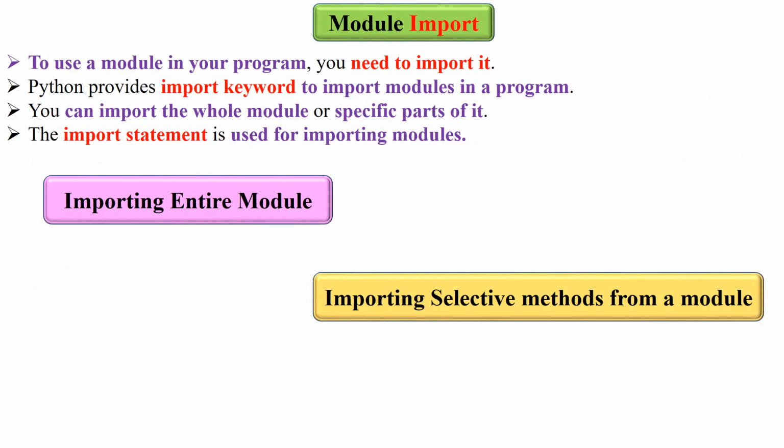To use a module in your program, you need to import it. Python provides the import keyword to import modules in a program. You can import the whole module or specific parts of it. The import statement is used for importing modules. There are two methods to import modules: importing the entire module and importing selective methods from a module. Let's see one by one in detail.